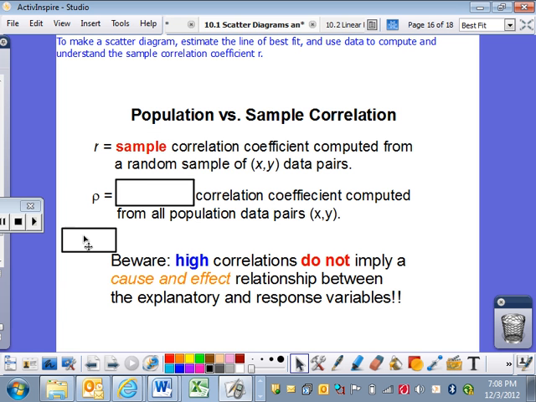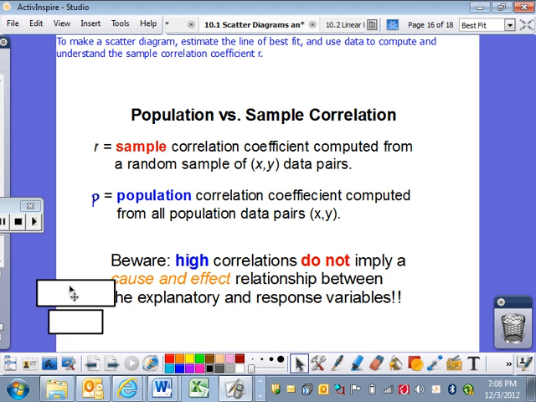Okay, difference between population and sample. I've emphasized this a lot, but your R values, your normal English alphabet, so that's a sample correlation computed from a random sample. Now this letter looks like a P, and you guys are going to make fun of me, but it's actually the Greek letter rho. Okay, that's the population correlation coefficient when you have all of the population. Once again, this is very rare, but this is the Greek letter, and it's actually spelled R-H-O, rho. Okay, so that's where it kind of comes from.